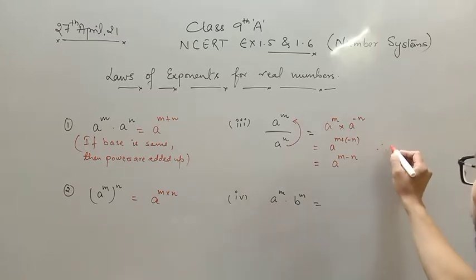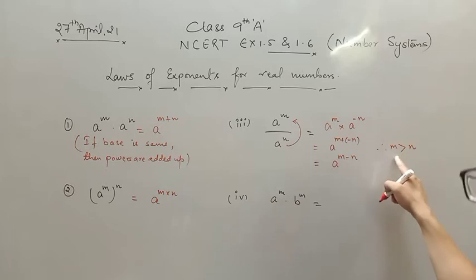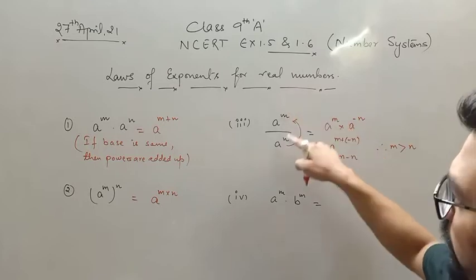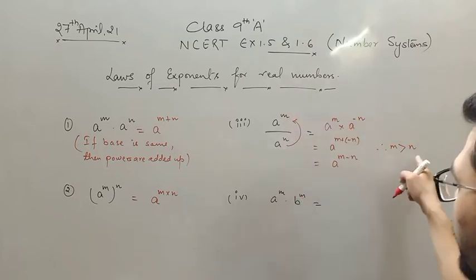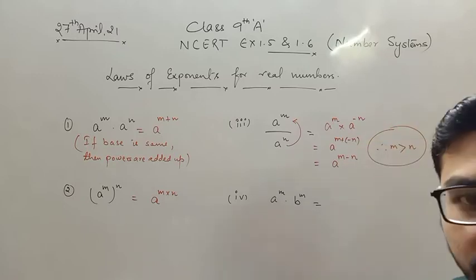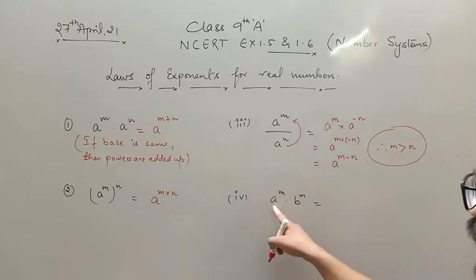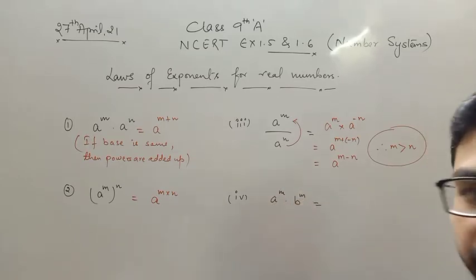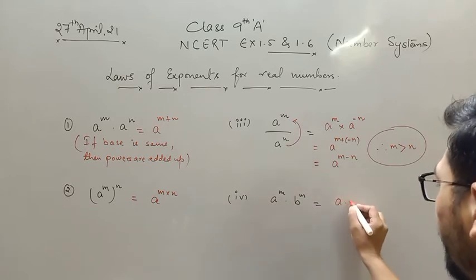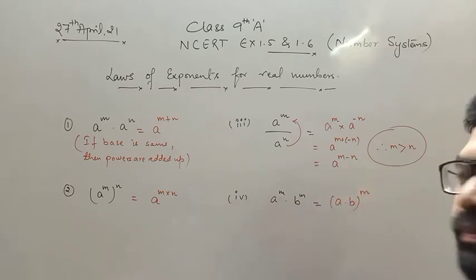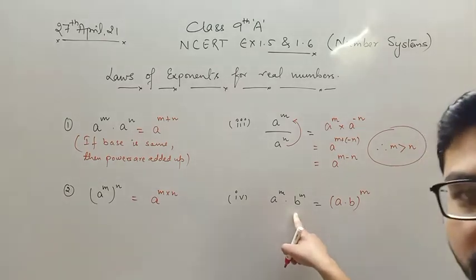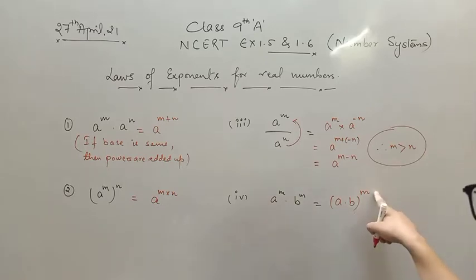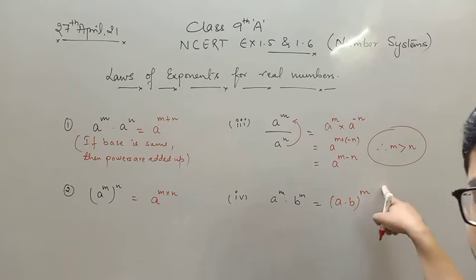Okay, where m is greater than n. The power of the numerator must be greater than the power of the denominator. That means m is greater than n. Okay, now here the bases are not same, but the powers are same, right? So in that case, you can write a into b to the power m. Here base is not same, but the powers are same. In that case, you just need to multiply these numbers and keep the power like this, a into b to the power m.